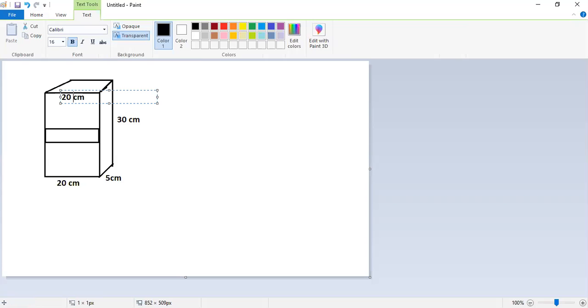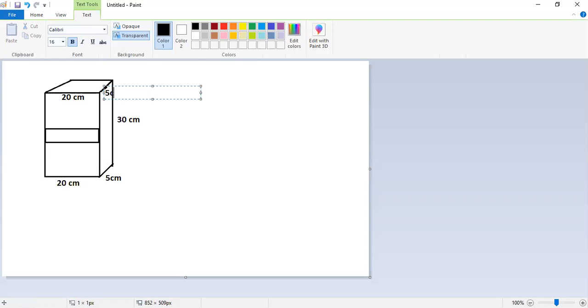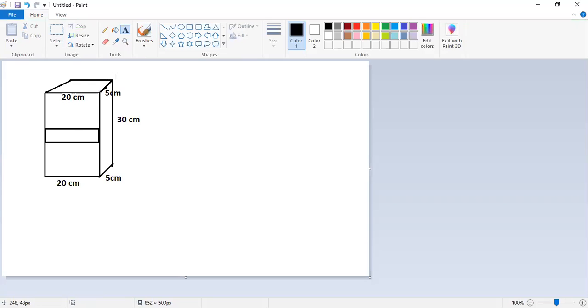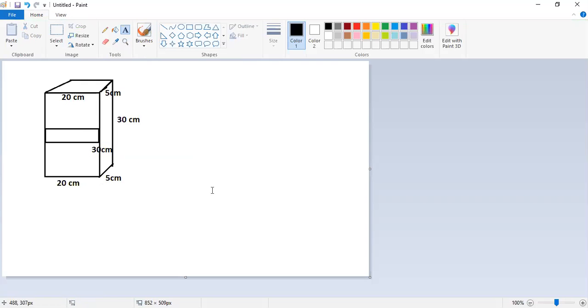Okay, so the opposite side is 20. Now if this side is 5, that's the width is 5, which is the opposite side of this. Opposite is up here, right? So this is also going to be 5 centimeter. Clear? Now if this height is 30, which is the opposite side of this, this is also going to be 30 centimeter. Hopefully you have understood what I'm trying to tell you here. You just have to draw the cereal box and write the measurements. Okay, so we have the length as 20, width as 5, and the height as 30.